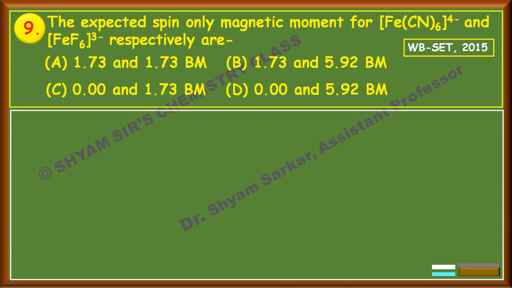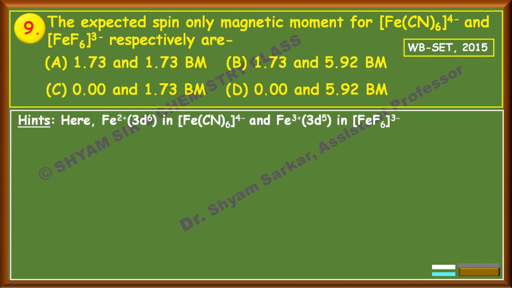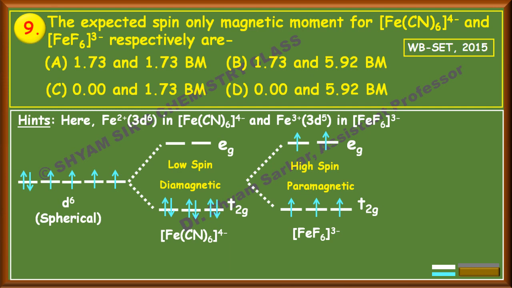electrons. So if you see here, Fe2 plus in the first complex is 3d6 and Fe3 plus is d5 in the second complex. If you see the splitting of d orbitals in both complexes, you can easily see that in case of Fe(CN)6 4 minus, this is low spin, as CN minus is a very strong field ligand, so this complex is diamagnetic, and FeF6 3 minus is a paramagnetic high spin complex because F minus is a weak field ligand compared to CN minus. So the number of unpaired electrons in the first complex is n equal to 0, and for the second complex n equal to 5.